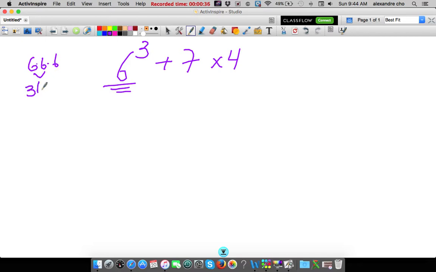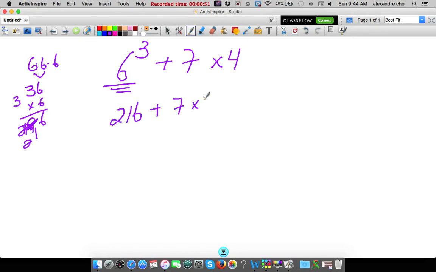First one. So 6 to the third power plus 7 times 4. Order of operations dictates I should do this guy first. So 6 to the third power is 6 times 6 times 6. I know 6 times 6 is 36. I'm going to multiply by that last 6 over here. 36 times 6 should give me 216.